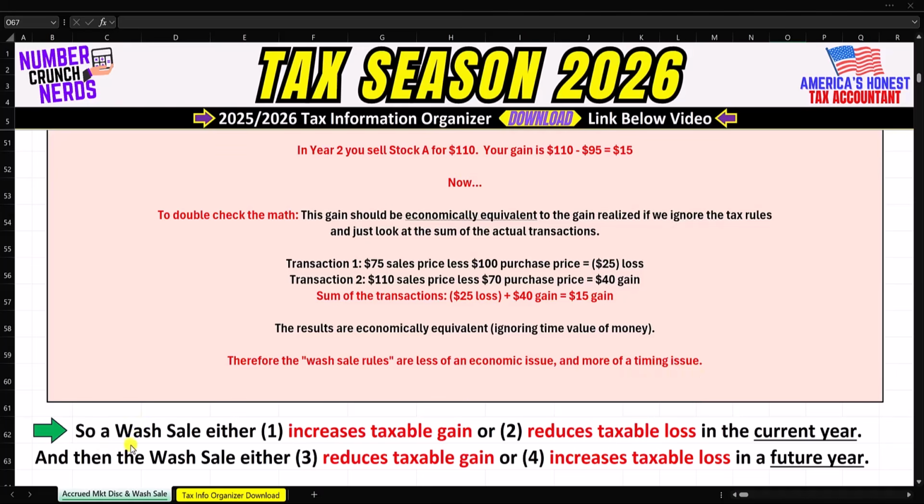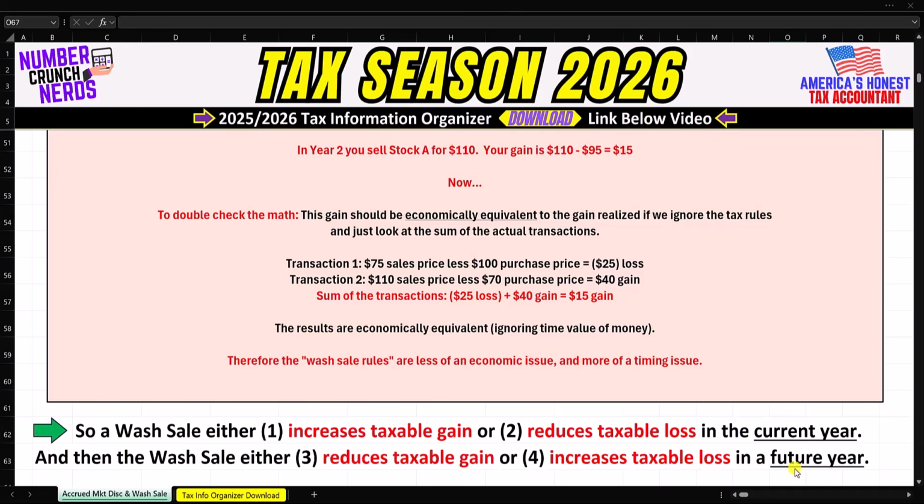So to summarize, a wash sale will either number 1, increase your taxable gain, or number 2, reduce your taxable loss in the current year. So for example, in the first transaction, we had a loss of $25, which was disallowed. Therefore, the wash sale rule reduced the taxable loss in the current year. The statements reduces taxable loss or increases taxable gain are equivalent things. Those are equivalent statements.